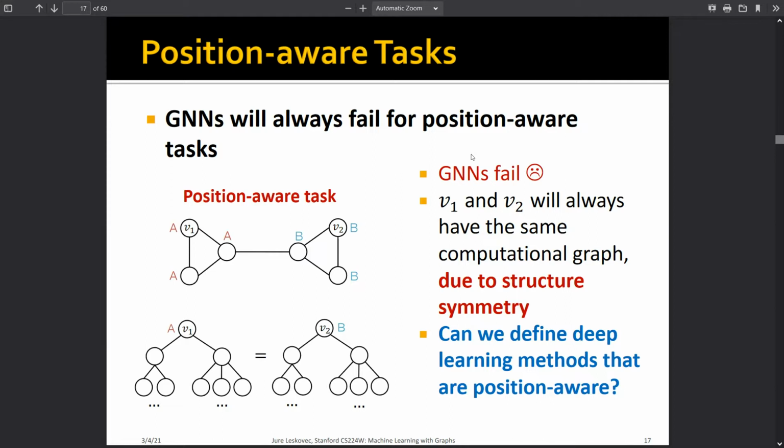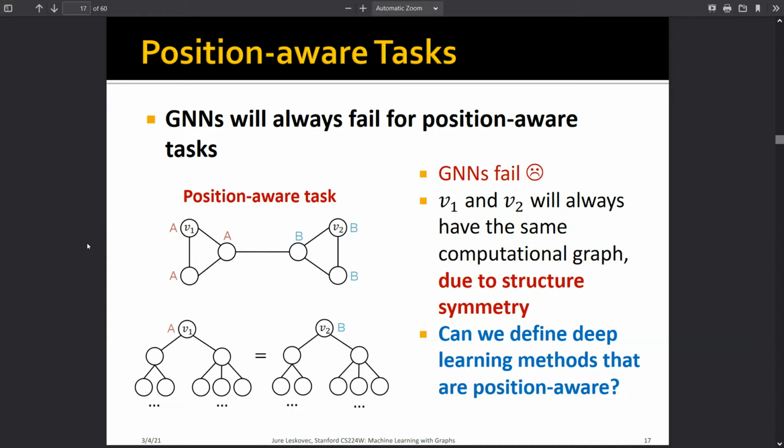I think because GNNs try to pool things, right? So they don't actually look at structural differences that well. When they look at the left triangle and the right triangle, they find that these are basically symmetrical, right? So V1 and V2 will always have the same computation graph. Yeah, that is true. Because if you just look at them, they're kind of identical.